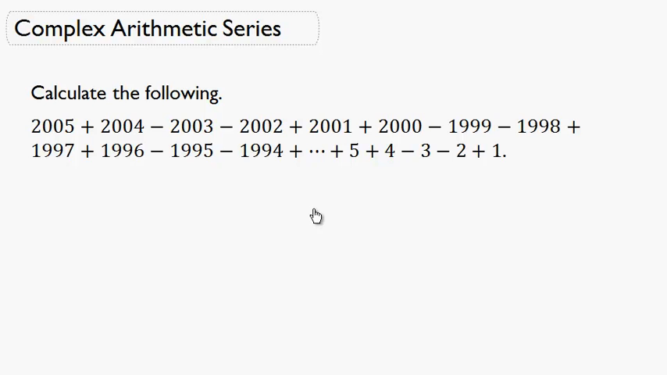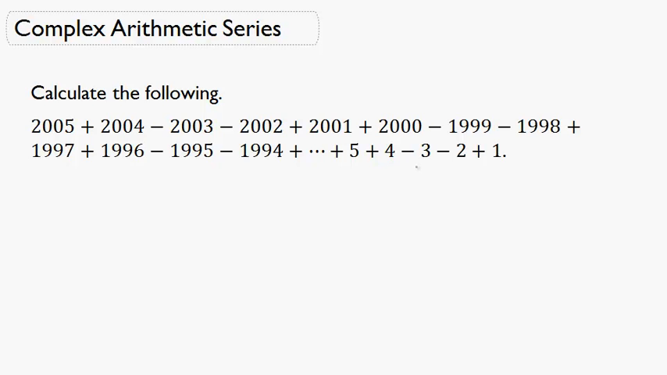So this lesson is on complex arithmetic series. These are problems where the problem ultimately reduces down to some arithmetic series, but it may not exactly be a straightforward series. So here's an example of a problem. We have 2005 plus 2004 minus 2003 minus 2002, etc., all the way to plus 5 plus 4 minus 3 minus 2 plus 1. And we want to figure out the sum.